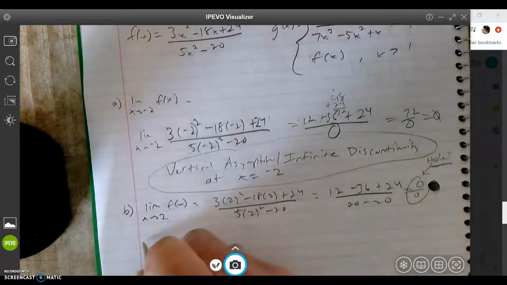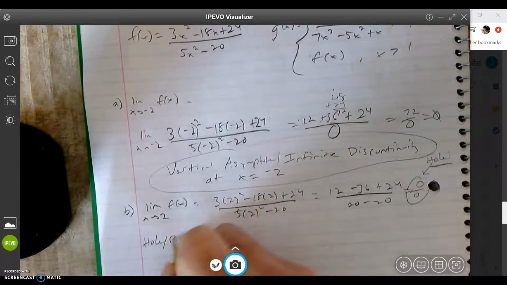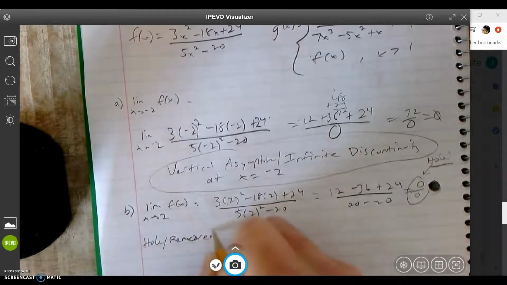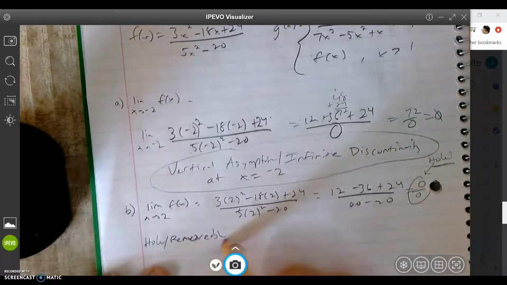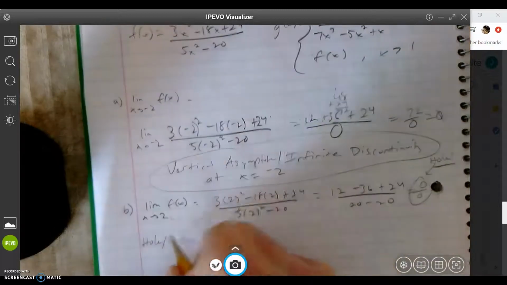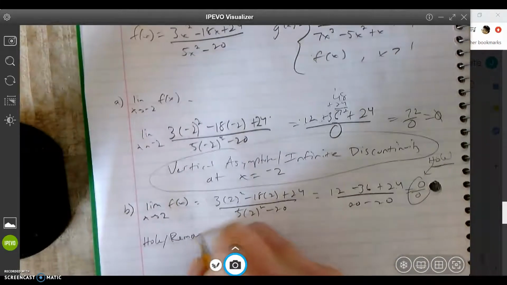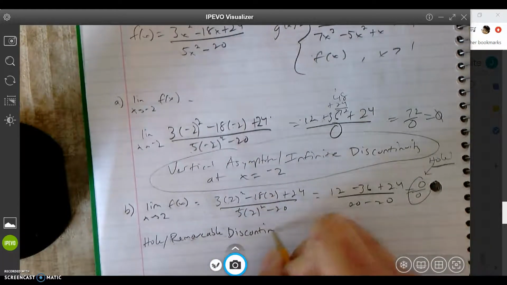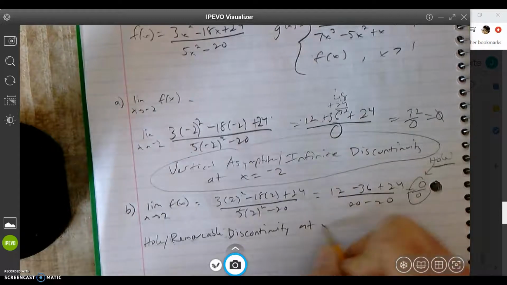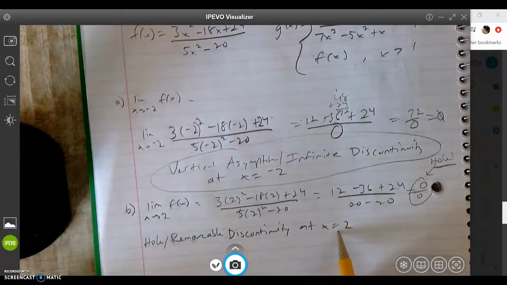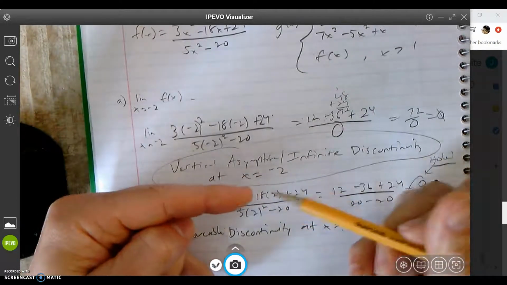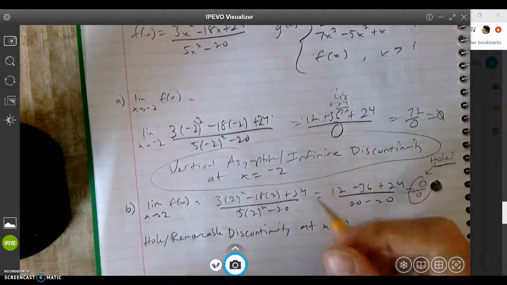So one thing I know, there is a hole or removable discontinuity at x equals 2. I'm going to spell removable right. Sorry, my bad. Let's spell that again. Removable discontinuity at x equals 2. So at x equals 2, something's going on. But what is that limit? As we approach from the left and the right, there's a hole there, but what is the y value? That's what I'm trying to figure out.